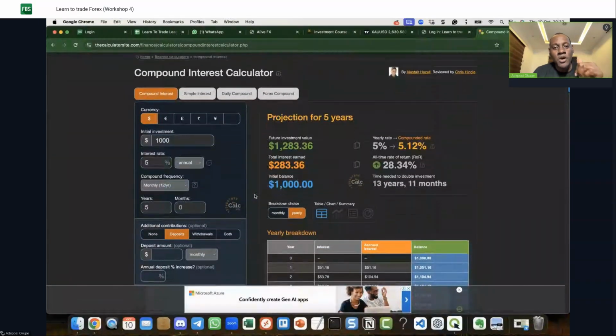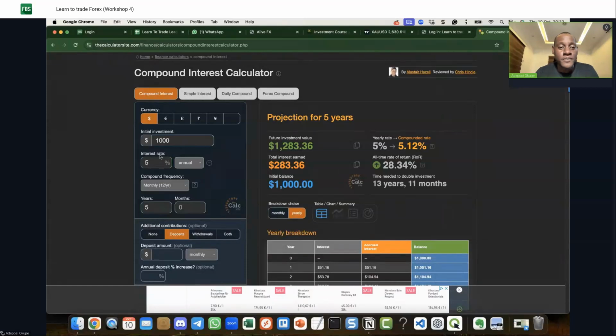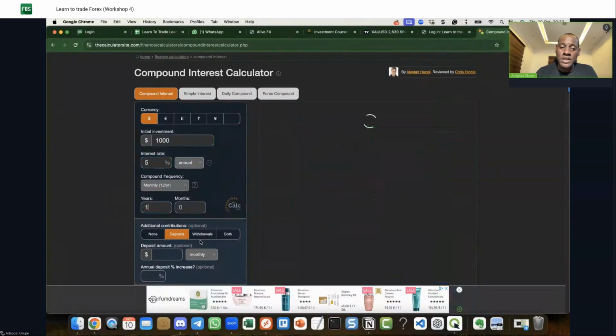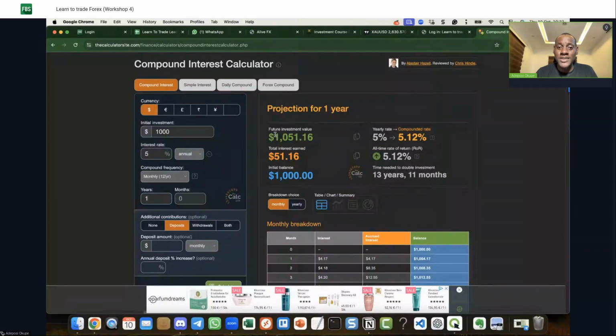The game changer is compound interest. So I want to show you what will happen if you put $1,000. If you put it in a bank, you're getting like 4% or 5%. If you're doing that in a bank, your $1,000 will only give you $51 in a year. But if you do 10% per month, which is what I'm doing, I'll show you my account.